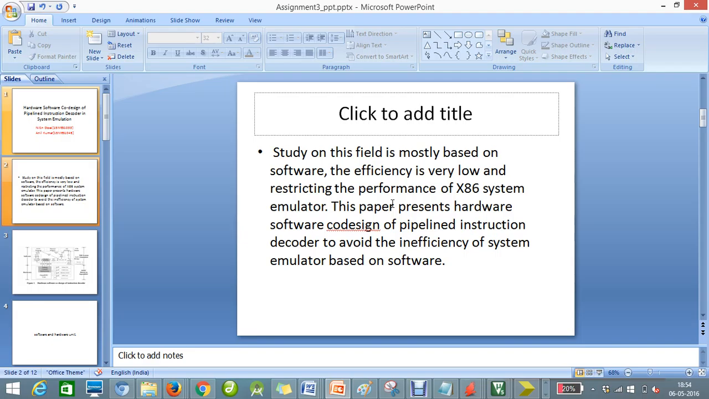So the decoder is controlled by software unit and supported by hardware unit via cross programming. Compared to system emulator based on software, the average speed up of pipeline instruction decoder achieves 5.2, and there is a significant performance improvement on this system emulator. This is about this paper, actually, why we are studying this paper.